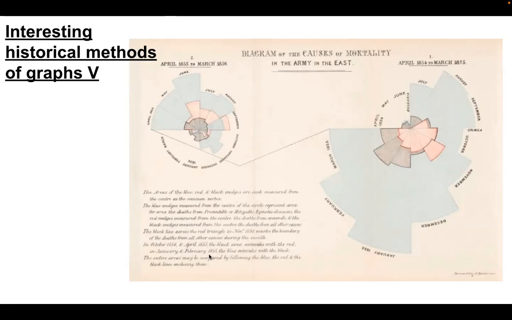And then I think the red area, what does the red area show? The red wedges show deaths from wounds. Okay. And that's basically showing by month. So these are kind of a fun plot as well.